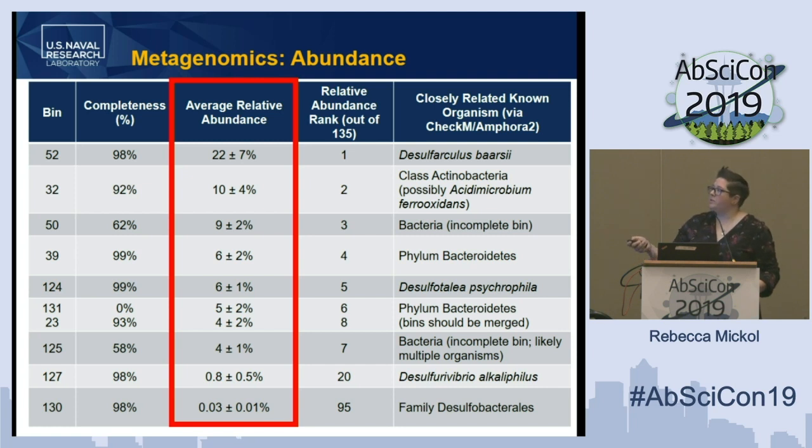The next eight bins account for about 66% of the total abundance of the community, and you'll also notice that I've included two bins with very low abundance. But you'll see that we have another sulfate reducer and two other possible sulfate reducers.